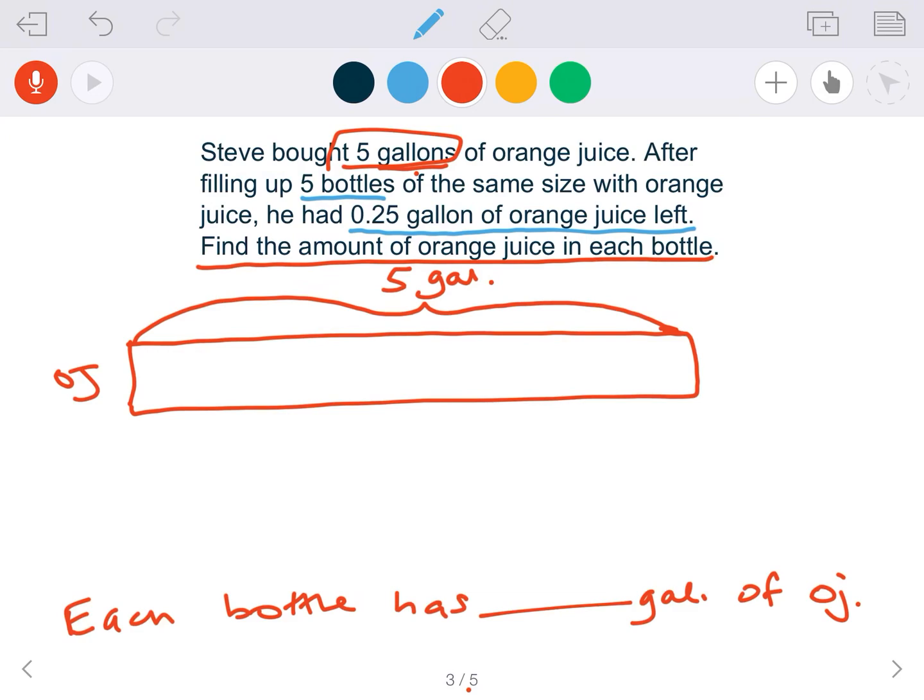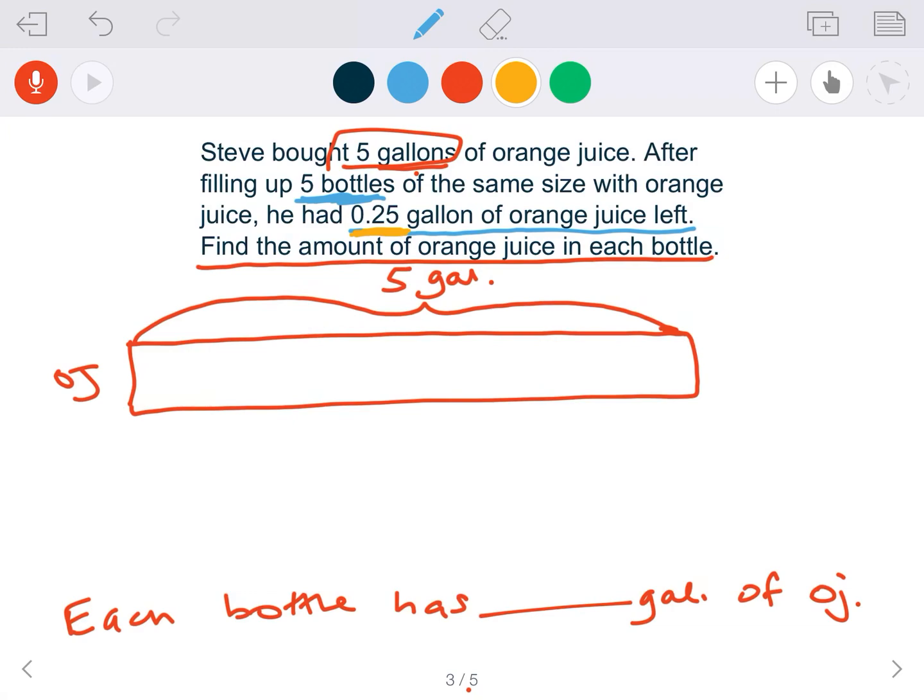Now, what are our parts? Well, we have this part here, that's the 5 bottles, but we also have this extra little part over here that's left over. 25 hundredths of a gallon. How much is that?